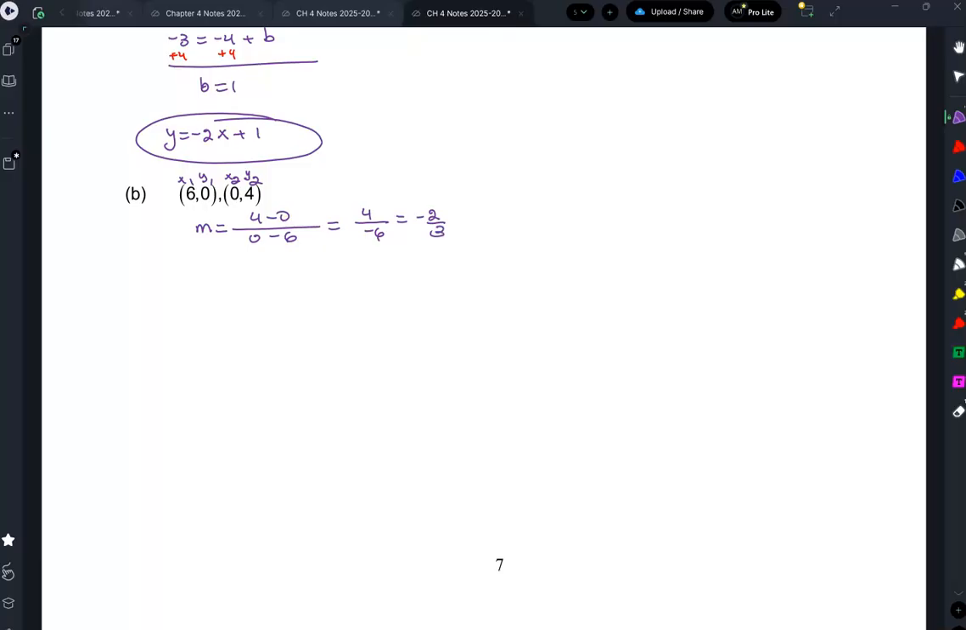So now that's the slope. Now, pick one of the points. Which point do you want to pick? 2. Okay, pick 2. Why not? Find b, and then find y equals mx plus b. Go.